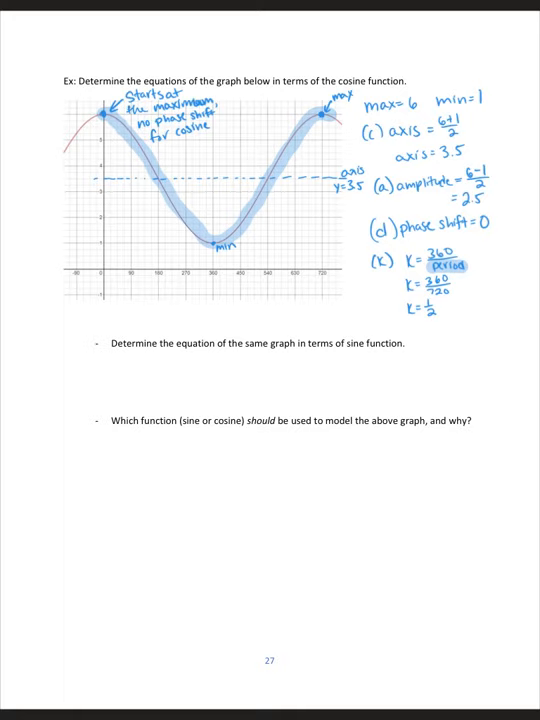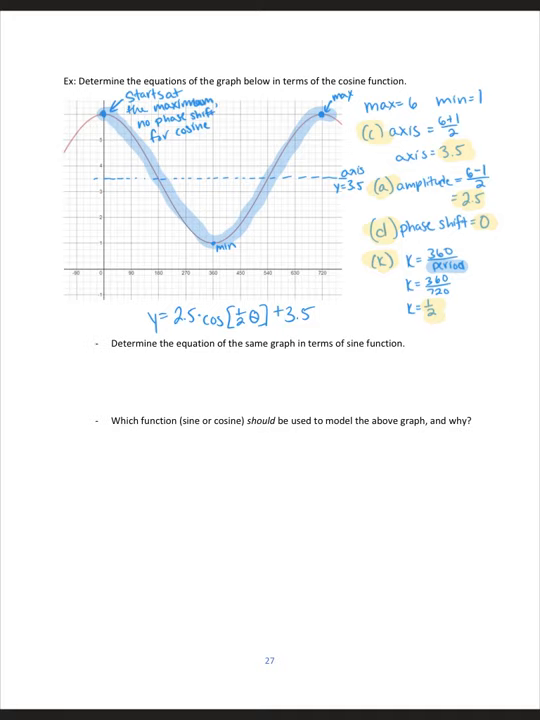So now we've found all of those values for our variables. We should be able to just plug those right into our cosine equation. So our cosine equation is going to be y is equal to our a value, which is 2.5, times cosine, and then in brackets, our k value, which is 1/2, theta. We don't have a phase shift here. Our phase shift was 0. And then plus our vertical shift, or our axis, which is 3.5.